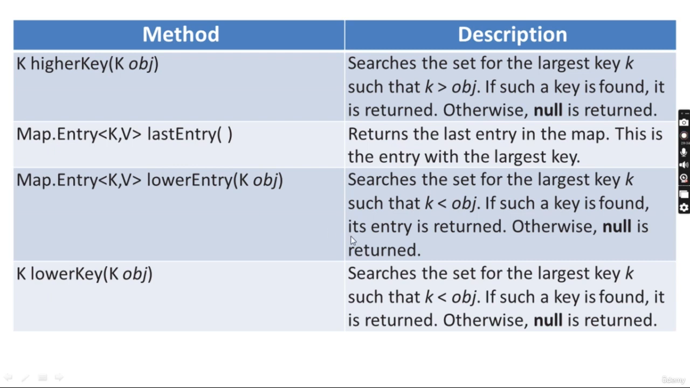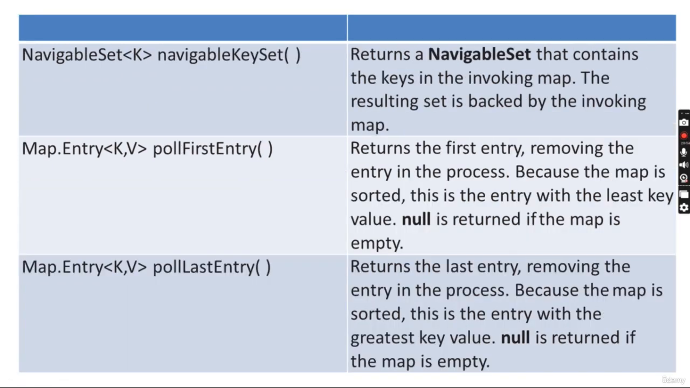Map.Entry<K,V> lowerEntry(K object) searches the set for the largest key K such that K is less than the object. If such a key is found, its entry is returned, otherwise null is returned. K lowerKey(K object) searches the set for the largest key K such that K is less than the object. If such a key is found, it is returned, otherwise null is returned. NavigableSet<K> navigableKeySet returns a navigable set that contains the keys in the invoking map. The resulting set is backed by the invoking map.